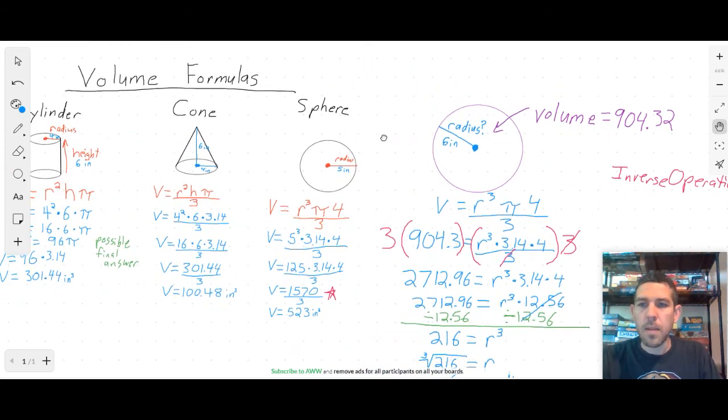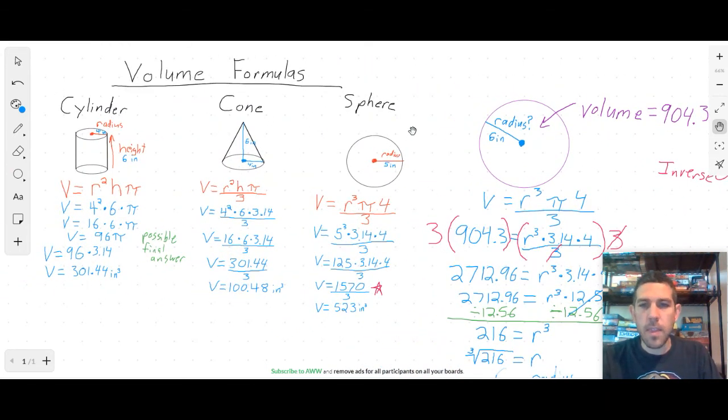Of course, you're going to see some problems that have real-life applications where they're giving you real-life objects, not just these little pictures. So just read the problem and figure out which formula you should be using.